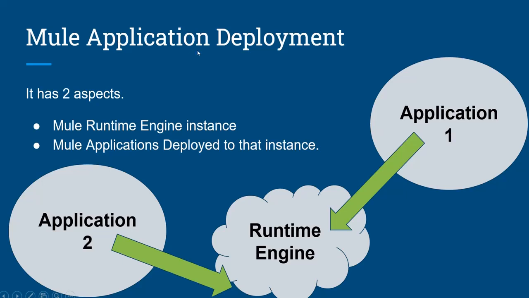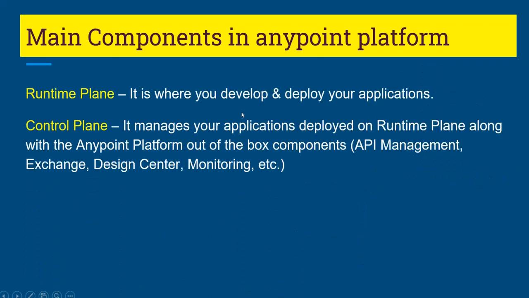But in real-time Mule application deployment, we have to have one Mule runtime engine instance, which is a Mule server. And second, your Mule applications are going to be deployed into that particular engine. See, this is the server. We are all going to deploy our application 1, application 2, those applications to that particular engine. This runtime engine, this server, is available for the public. So they can utilize the application features. So these are the two aspects you need to remember.